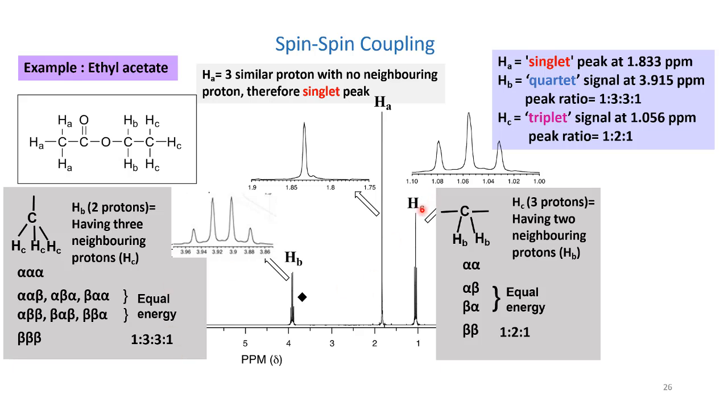And for HC, it has three protons and it has two neighboring protons of HB. So the energy can be shown like this. It's a triplet, and 1 is to 2 is to 1. This is the signal. So HA has a singlet peak at 1.833 ppm. Then HB will have a quartet signal at 3.9 ppm, and for the HC it is a triplet signal at 1.056 ppm.